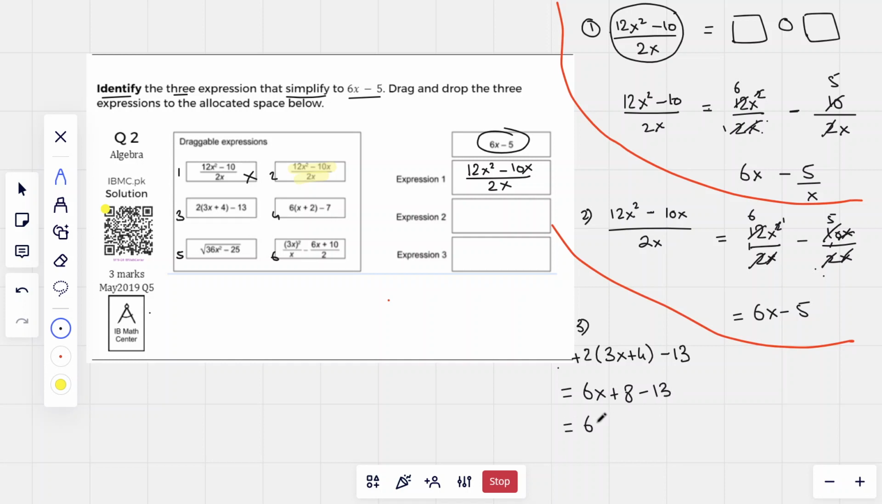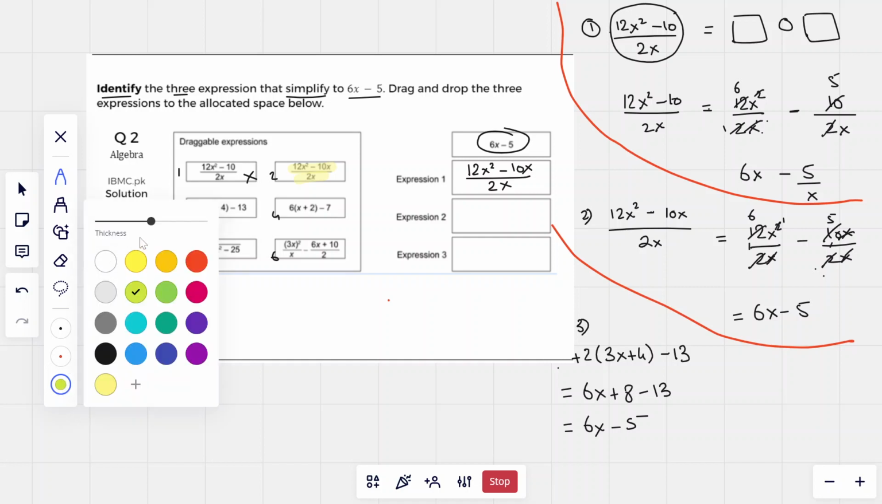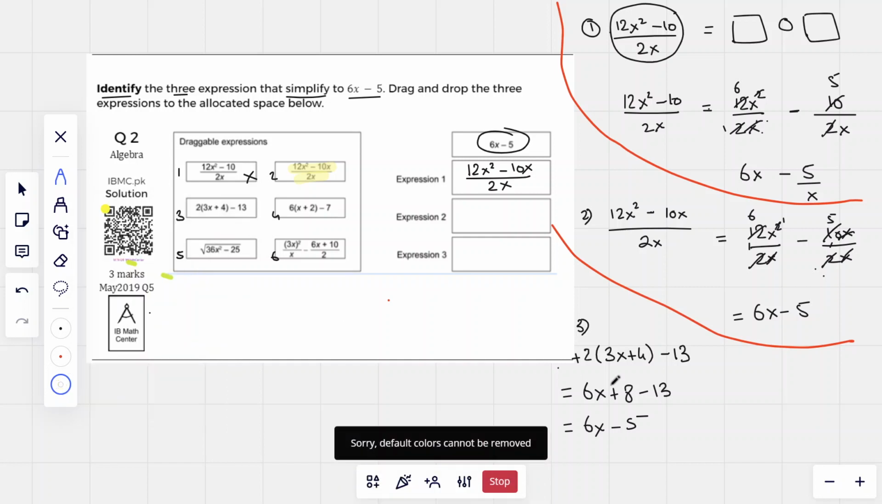6x will remain as it is because there's no other term which is defined in x, but 8 minus 13 is negative 5. Does that equal the desired answer? Yes, it does. So here we go. We now have our second correct answer.